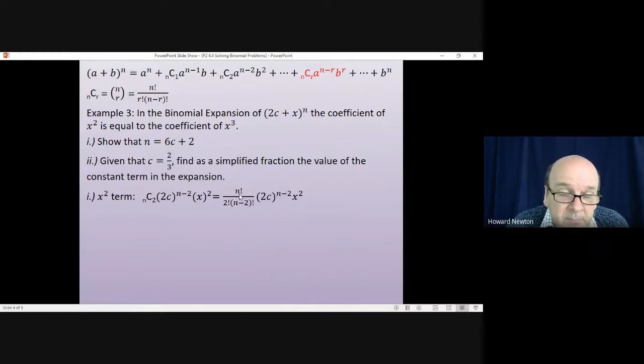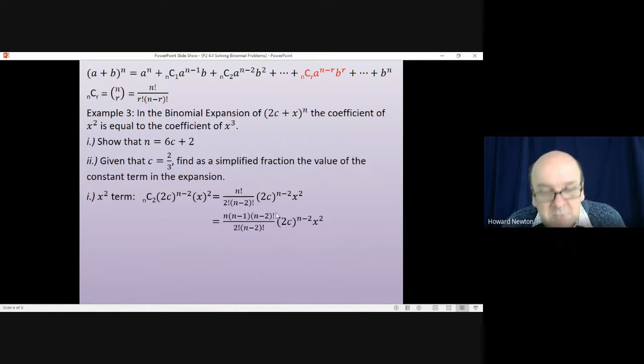This can be simplified. n factorial is n times n minus 1 times n minus 2 and so on. So it's n times n minus 1 times by n minus 2 factorial. And the reason for writing it down like that is we've got n minus 2 factorial on the bottom. So these two n minus 2 factorials, they can cancel with each other. And that'll leave us with n times n minus 1 on the top. 2 factorial is just 2, so we'll have 2 on the bottom. So that's the x squared term.